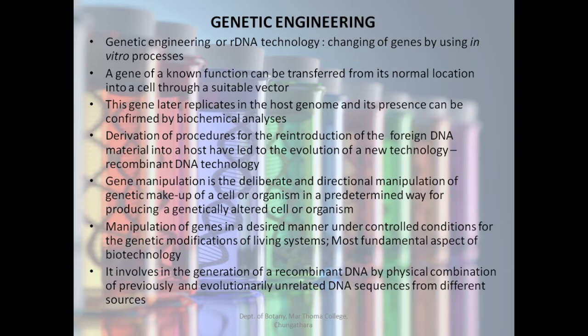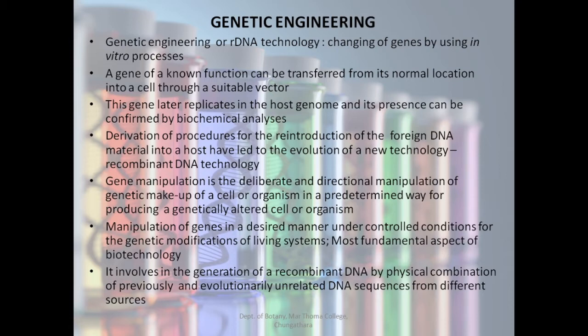So manipulation of genes in a desired manner under controlled conditions for genetic modification of living systems. So here the living system is being modified by the change in genetic makeup. So the genetic makeup gives a change in the RNA, and finally this RNA gives a change or an altered form in the protein makeup, and thus a changed phenotype is expressed by the organism. It is the most fundamental aspect of biotechnology, that is the manipulation of genes in a desired fashion or in a desired direction.